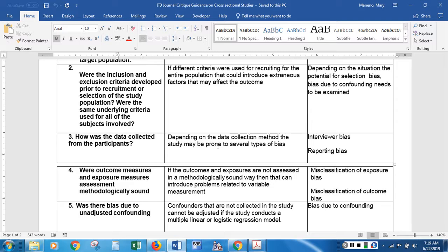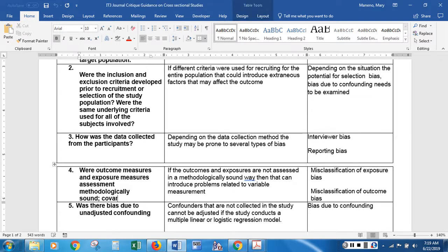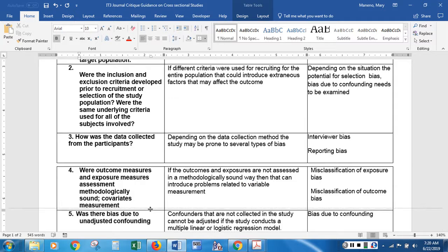Number 4, are the outcome measures and exposure measures assessed methodologically soundly? And here we can also add covariates measurement, because it also affects the study, not just how you measure the outcomes and exposure, but also how you measure your covariates. So let's take a look at the study itself to see what we can find.